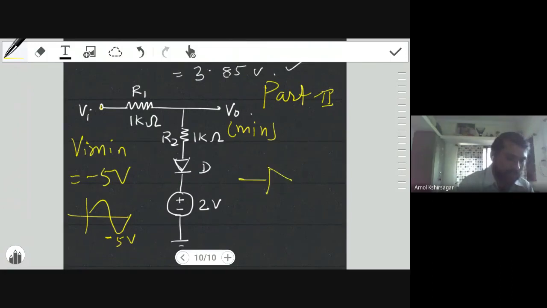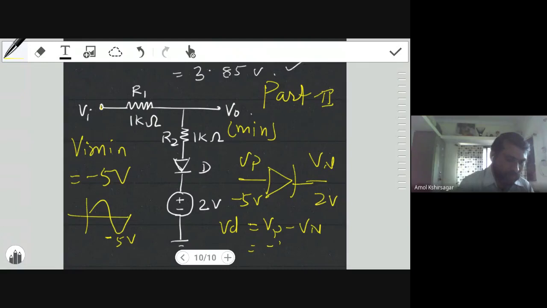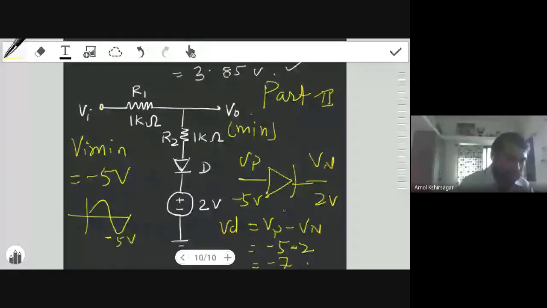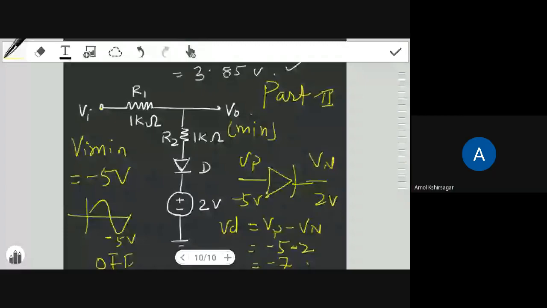Okay. In this case, if we look across the diode, its Vp and Vn terminals are minus 5 volt and 2 volt. So just simply do Vd is equal to Vp minus Vn. So you are going to get minus 5 minus 2, that is equal to minus 7. And here, since the voltage across the diode is negative, you can consider it as ideal. So the ideal diode is replaced by an open switch.